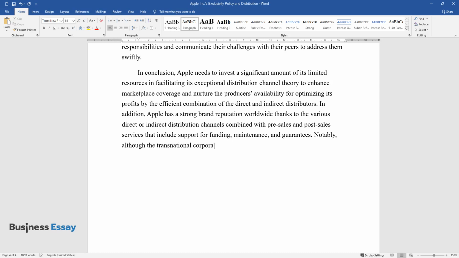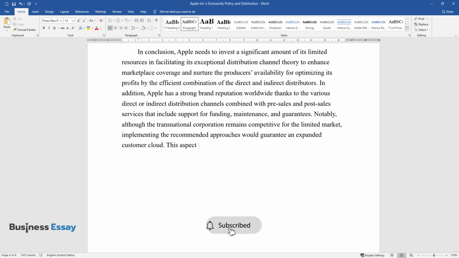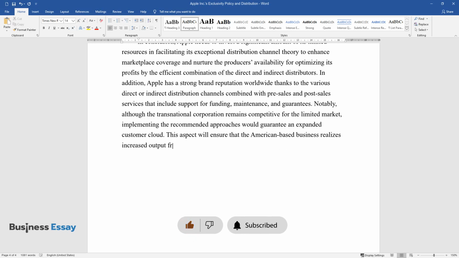Notably, although the transnational corporation remains competitive for the limited market, implementing the recommended approaches would guarantee an expanded customer cloud. This aspect will ensure that the American-based business realizes increased output from their unique distribution strategies.